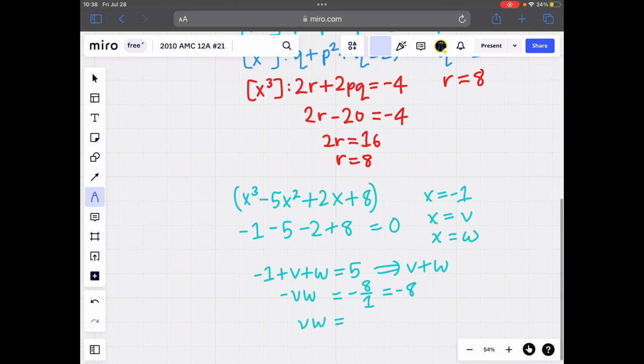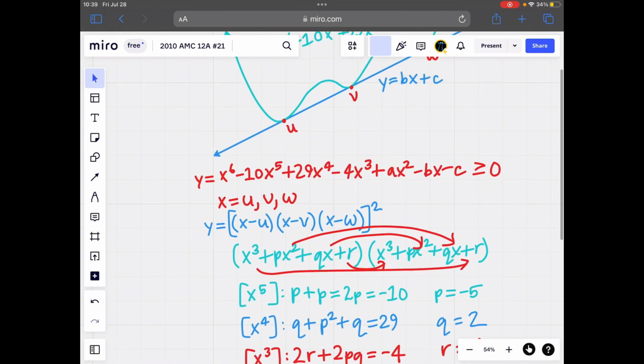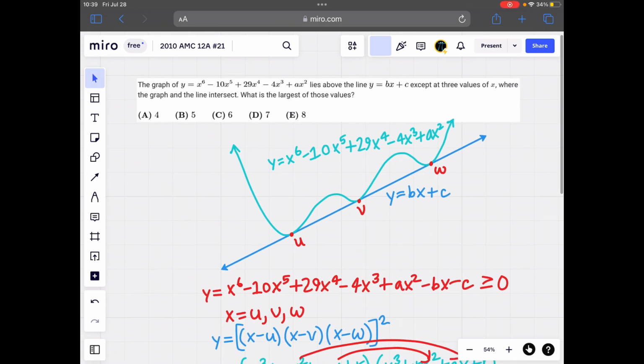So we have vw equals 8, and v plus w equals 6, because -1 plus v plus w is equal to 5. It's not too hard to see based on this that v is 2, and w is 4. So the polynomial has roots at -1, 2, and 4. The largest of these values is 4. And looking back to our answer choices, we see that 4 corresponds to answer choice A, and we are done.